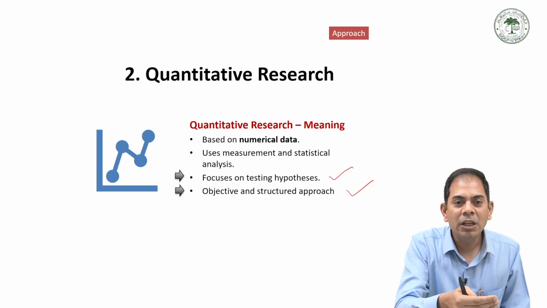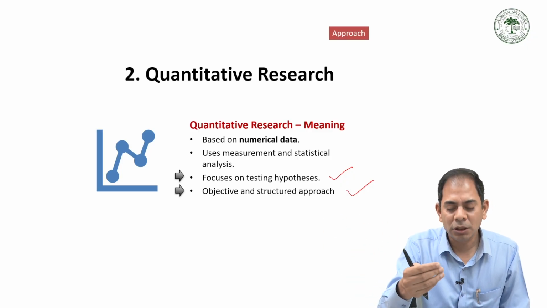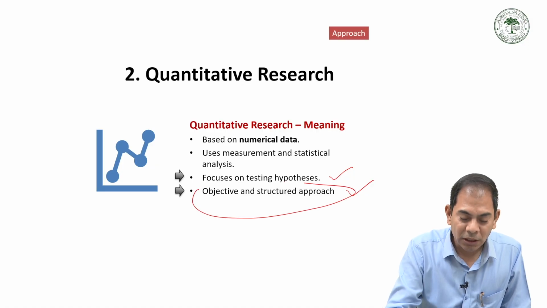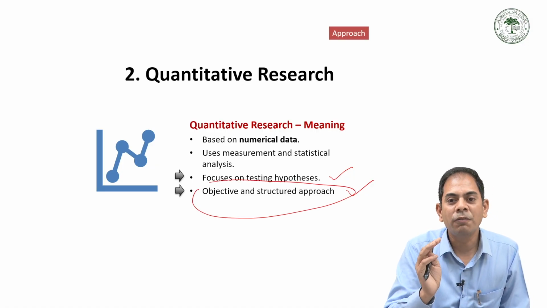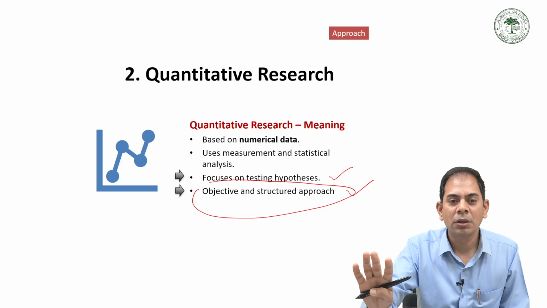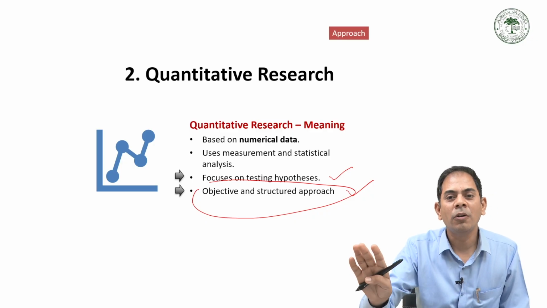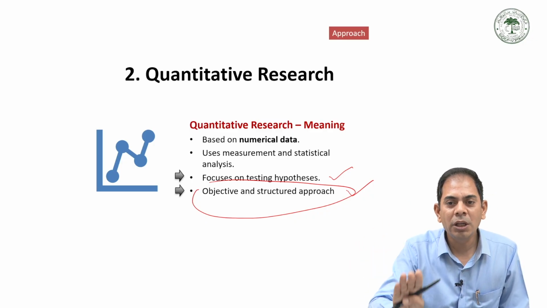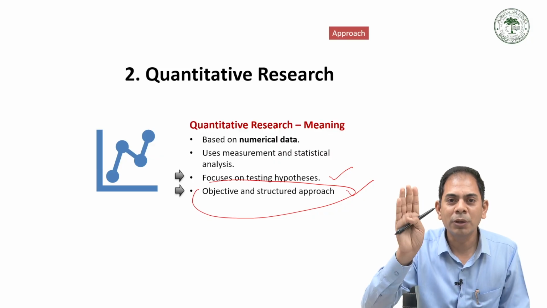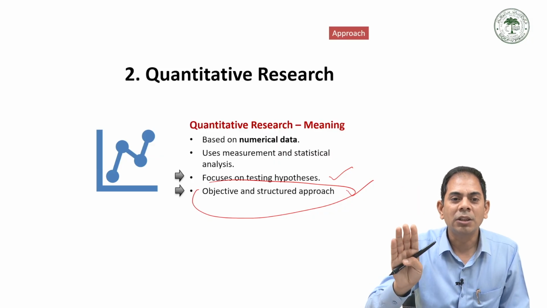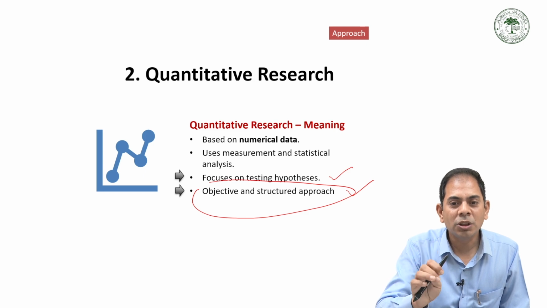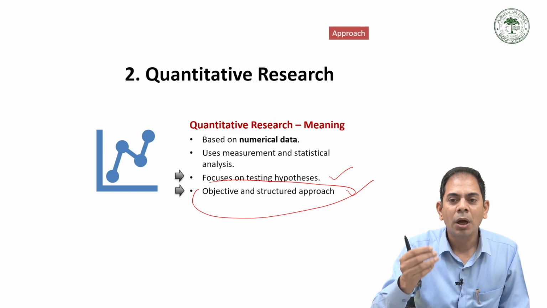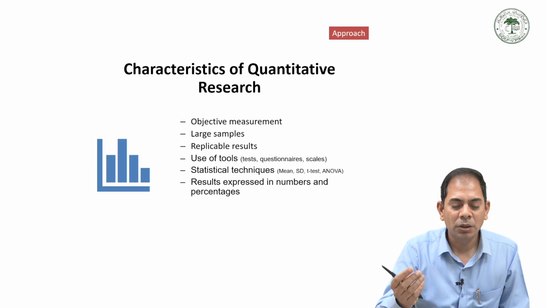So finally, the objective and structured approach. This means the research is unbiased and follows a fixed procedure. There is no personal opinion involved in that type of research. It is based only on numbers, only on facts. Quantitative research answers questions like how much, how many, and to what extent. So this is the important thing.